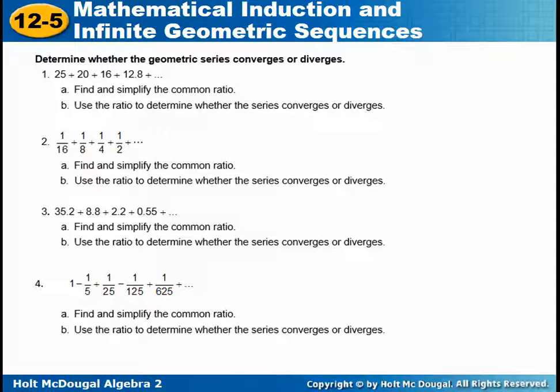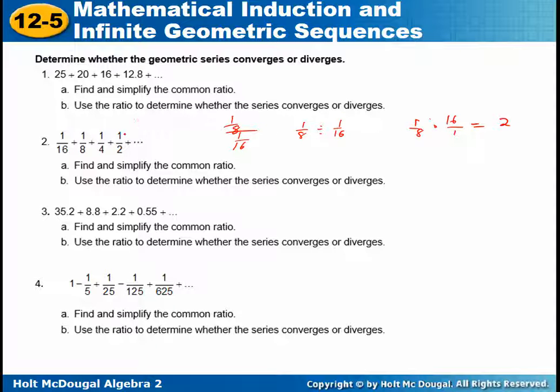All right, here's your examples from your worksheet. Let's look at number 2. In 2, how did we get from 1/16 to 1/8? What did we multiply by? One way to find out is to write it as a ratio, 1/8 divided by 1/16. That's the same as 1/8 times 16 over 1. And 16 over 8 is 2.